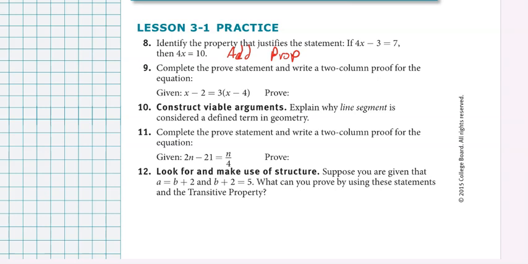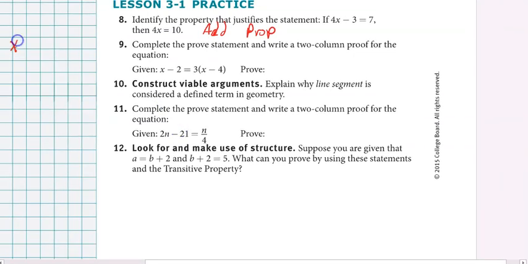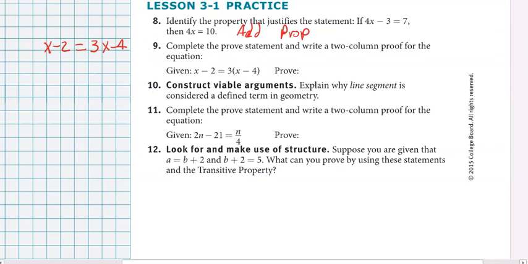Okay. Seems pretty reasonable. I'll go ahead and do that over here. We've got some room. Where are we at? x minus 2 equals 3 parentheses x minus 4. So x minus 2 equals 3x minus 4. Parentheses. All right, so let's do our statements and our reasons. First statement is x minus 2 equals 3, and that was given.